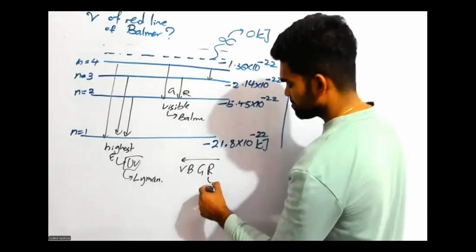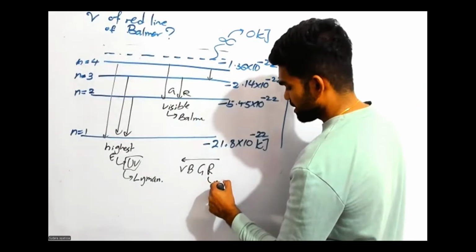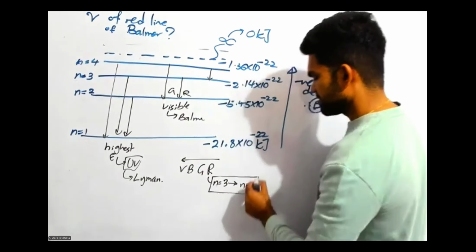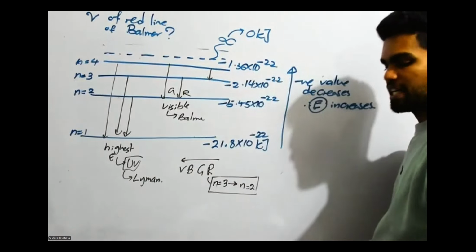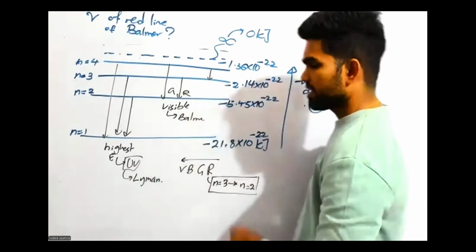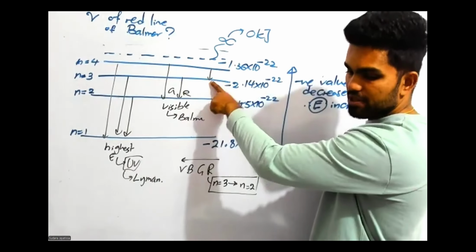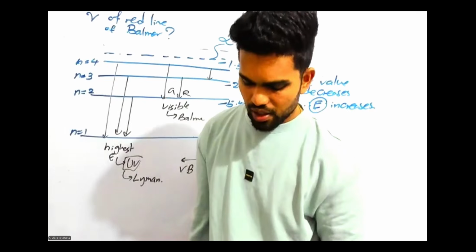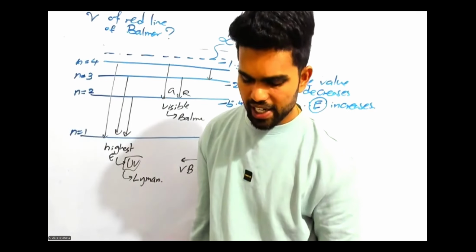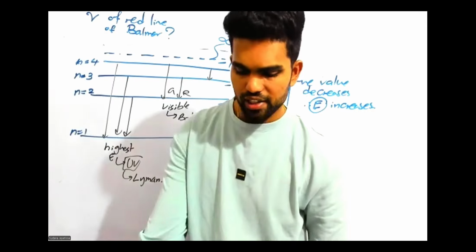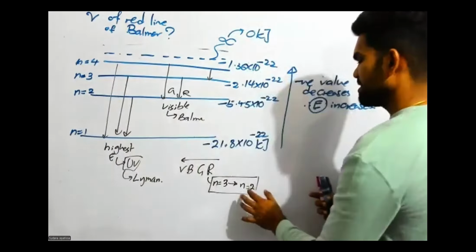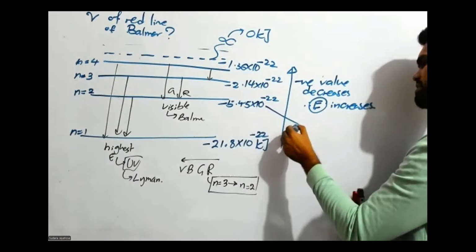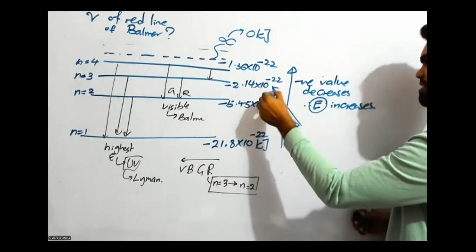This one is from n equals 3 to n equals 2. This is the transition whose frequency they are asking. The single one I have drawn here belongs to the Paschen series. Now you can identify that the relevant transition is 3 to 2. Then you can get the energy difference between the second and third energy levels.